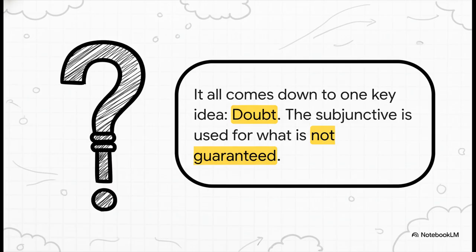Seriously, that's it. The subjunctive is the mood you use for anything that isn't a hard fact. It's for uncertainty, for possibility, for subjectivity. When things aren't 100% guaranteed, you reach for the subjunctive. So if you remember one word from this whole thing, make it that one: doubt. It's the key that unlocks everything.